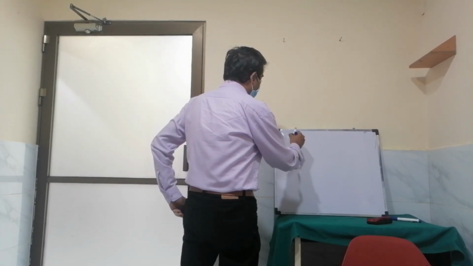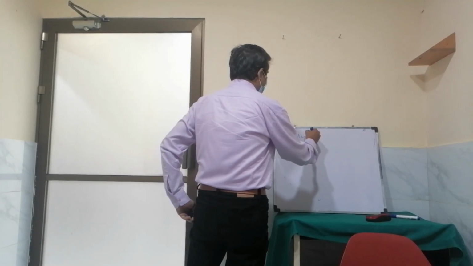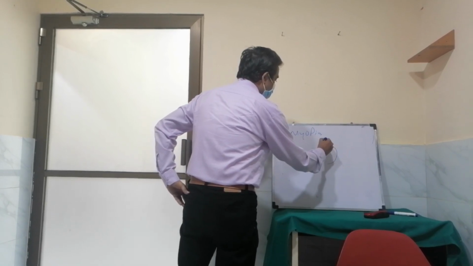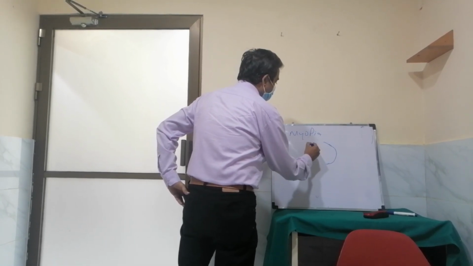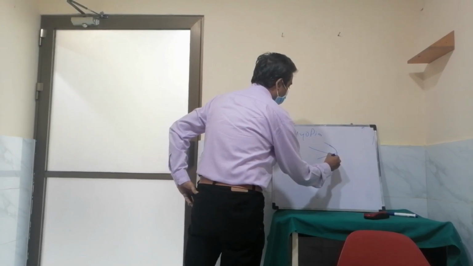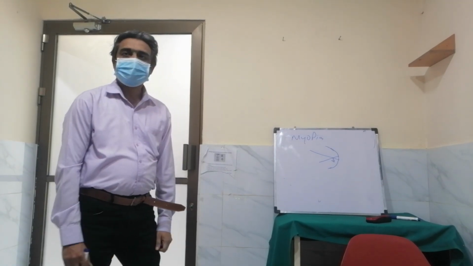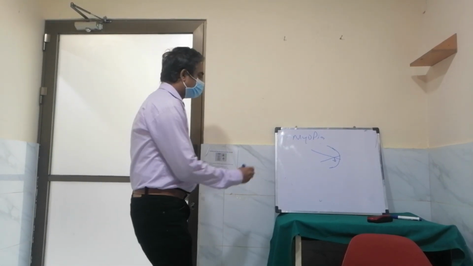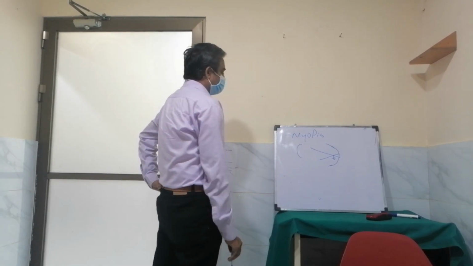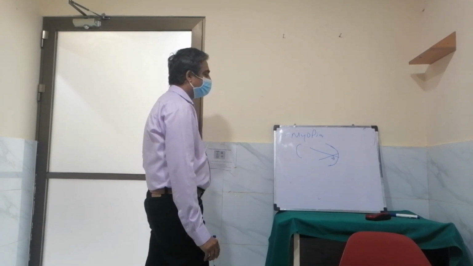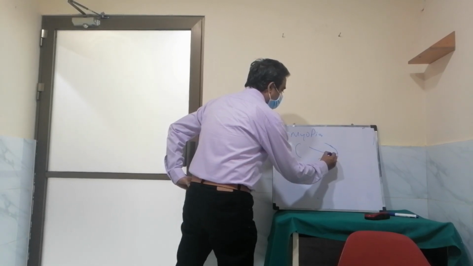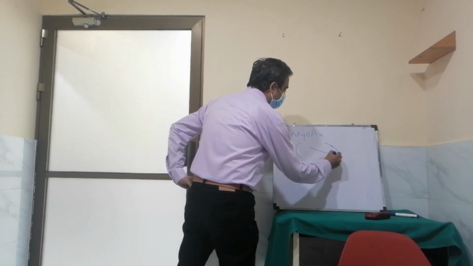Because what happens in myopia? This is the retina, and rays of light are focused here, and here the image is formed. Now this is the cornea, and now we have to move this image onto the retina.